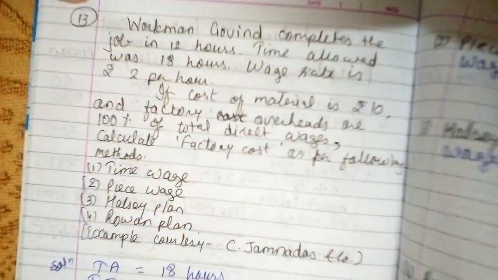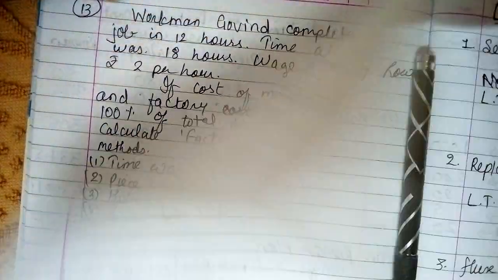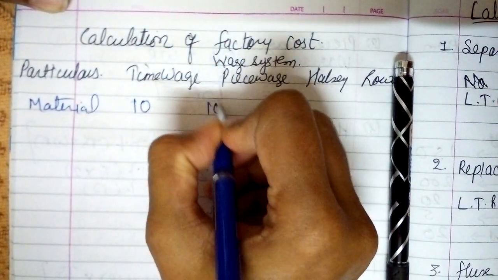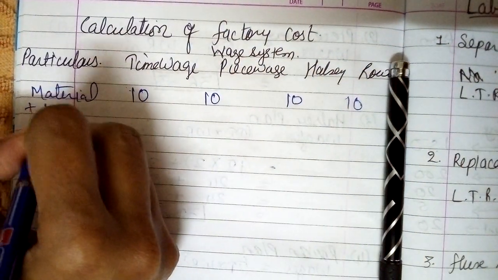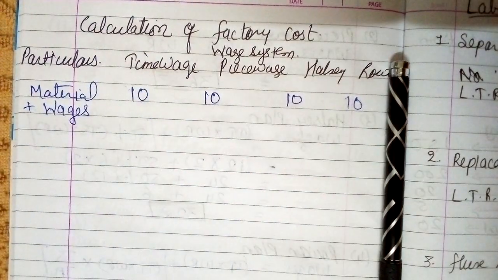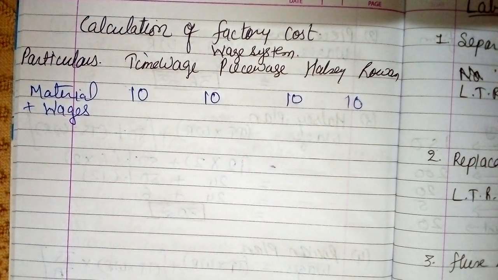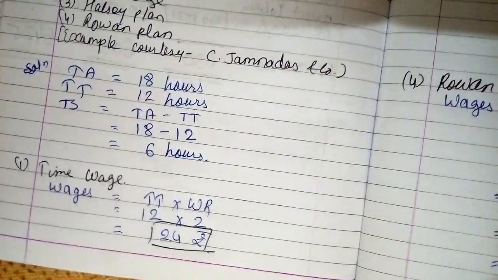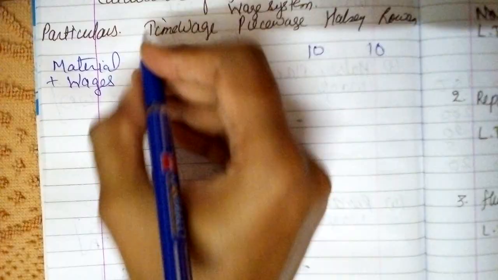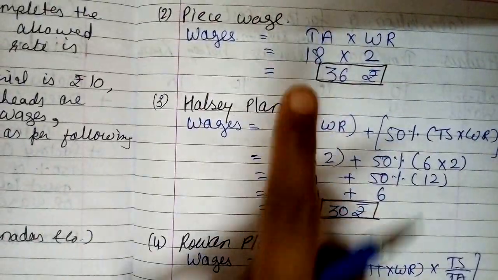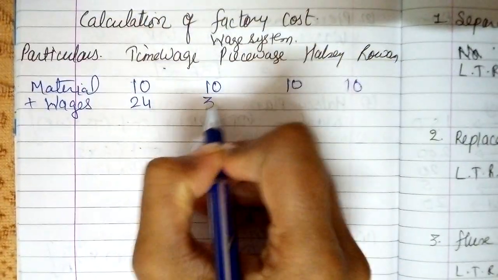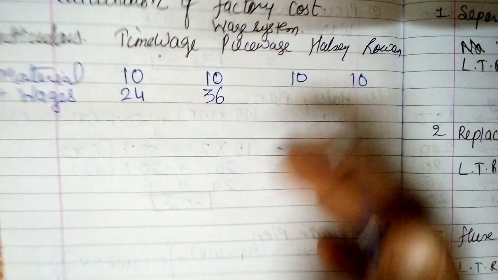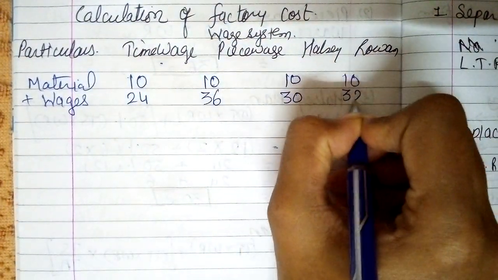So starting with material cost first. Material cost will be equal for all the cases. So material cost is rupees 10. So we are placing 10 for each of them. Okay. Then wages. So we need to keep respective wages as per the respective methods. So time wages were 24. So we are going to place 24 in the column of time wage. Piece wages was 36. So we are placing 36 under the piece wage. Halsey plan was 30 and Rowan plan was 32.